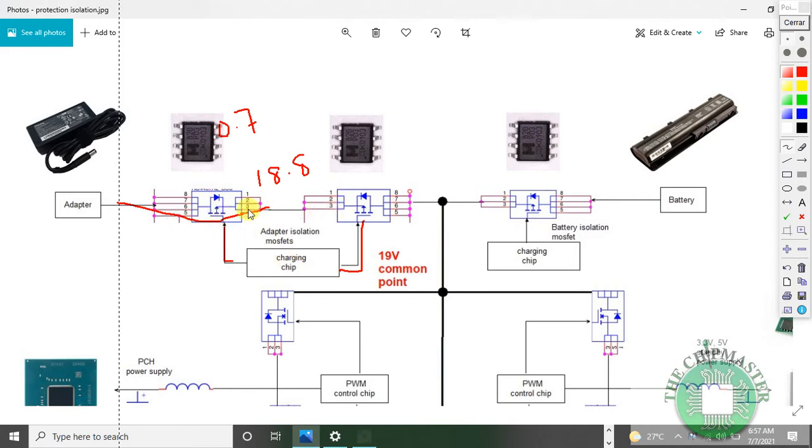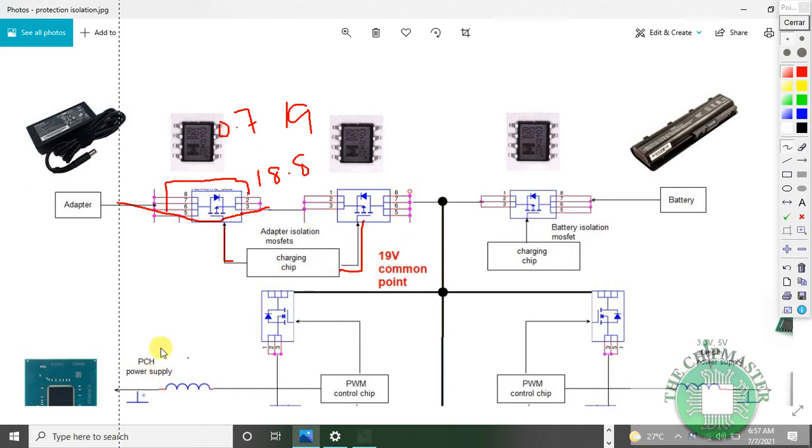So this MOSFET is a p-channel MOSFET. As you can see, when the voltage at the gate is less than the voltage at the source, then it will conduct and switch over, and you will get the full 19 volts and full current from the adapter. When this does not conduct, you will get the voltage but the current will be too small, and that can cause power down.